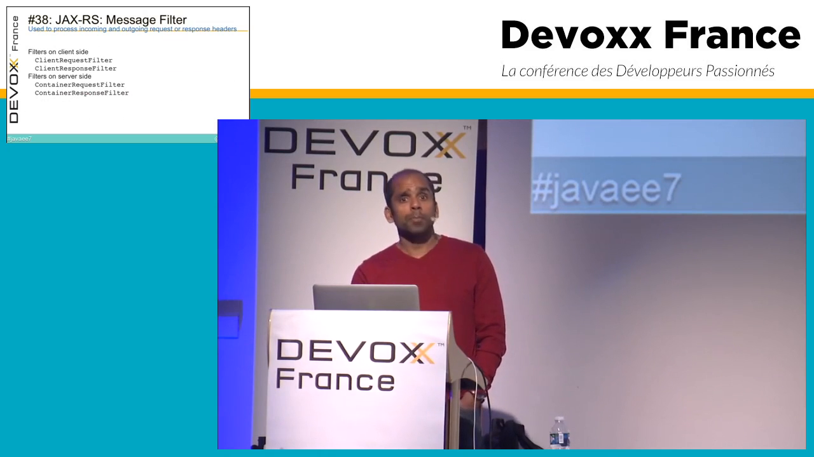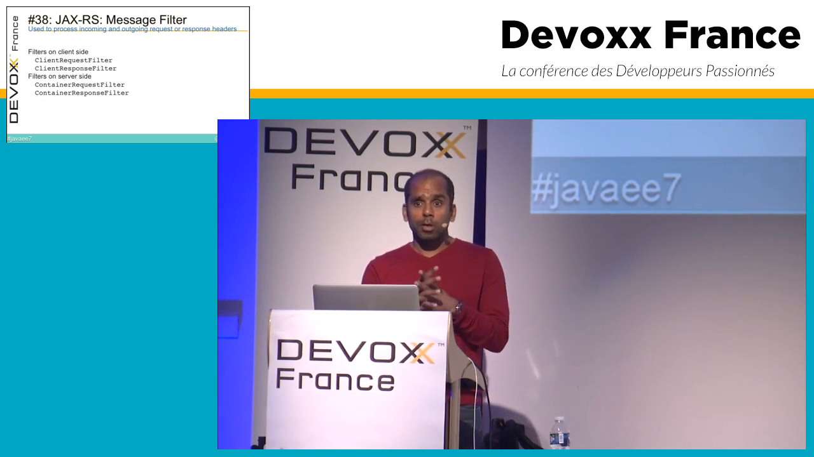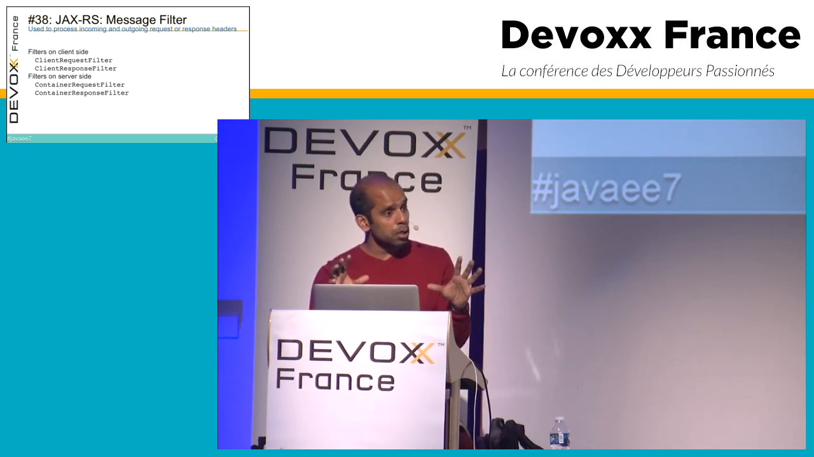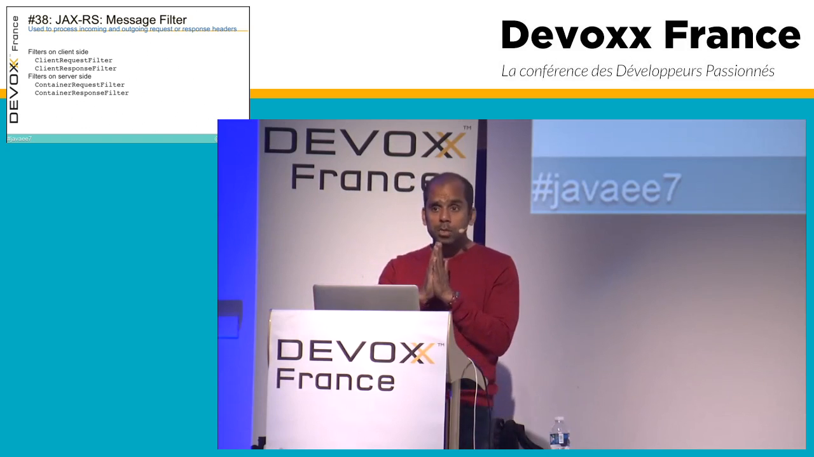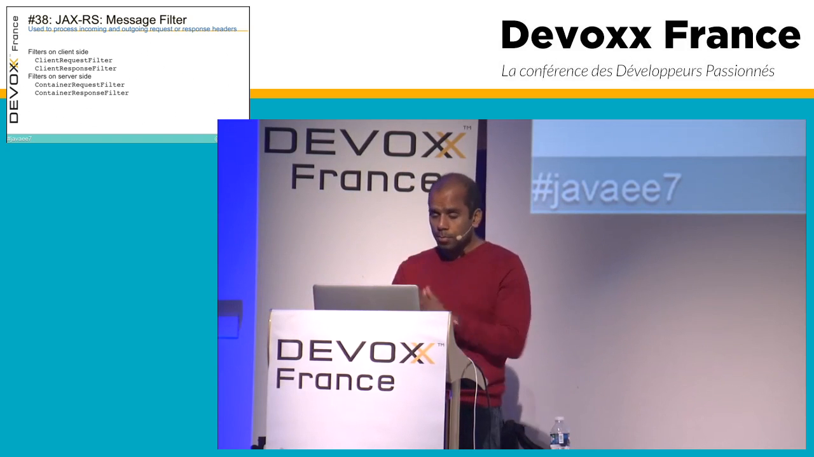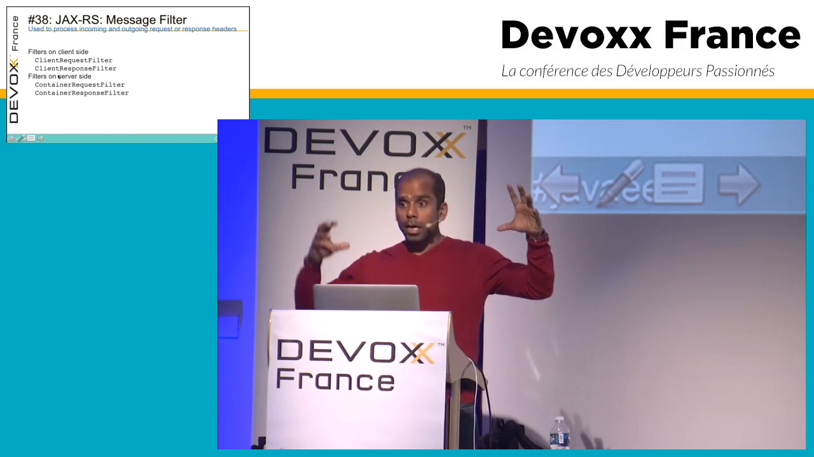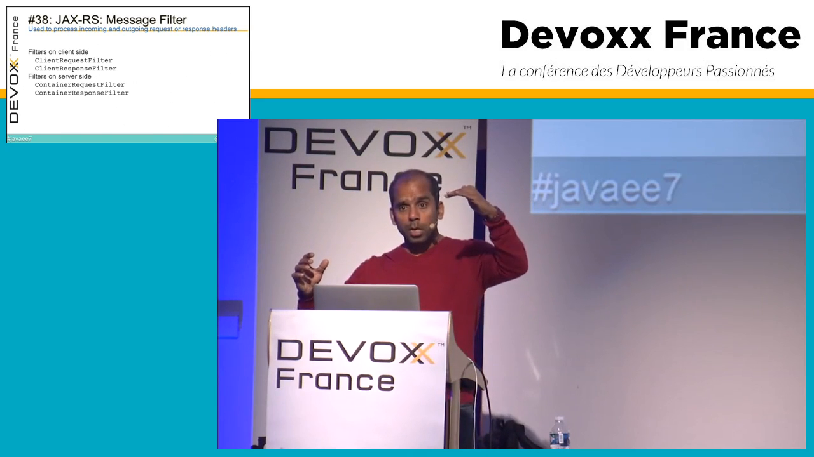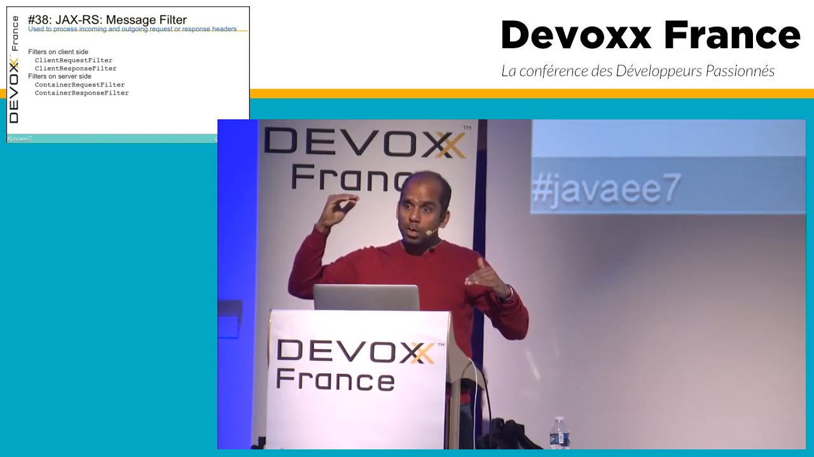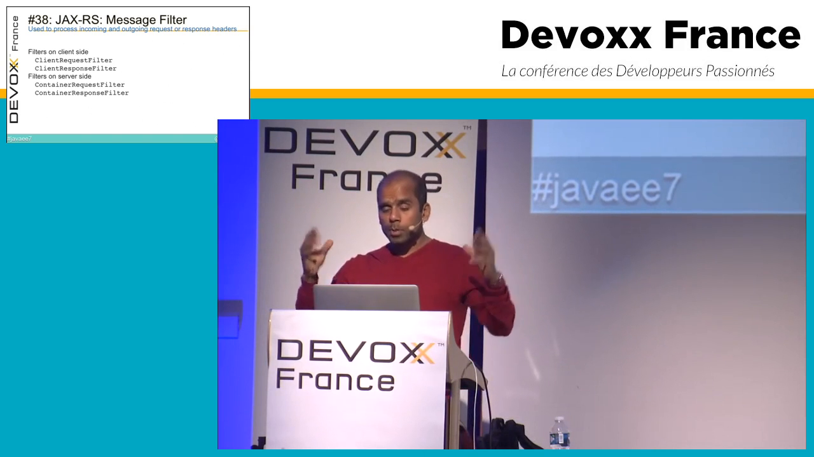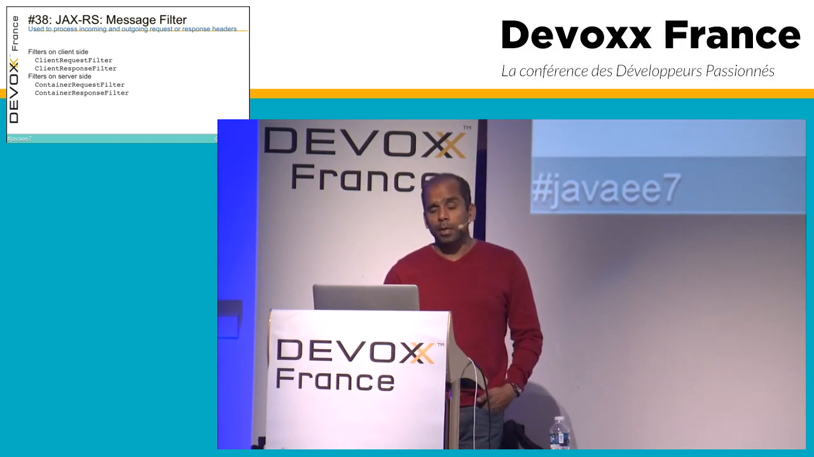JAX-RS also added support for filters, which are targeted towards parsing your HTTP headers or addressing your cross-cutting concerns with only the headers. So think about this. There's a client and a server. There's a request on the client, response on the client. Similarly, request on the server and response on the server. So client request response, server request response. There are 4 interception points. And that's what the interfaces look like.